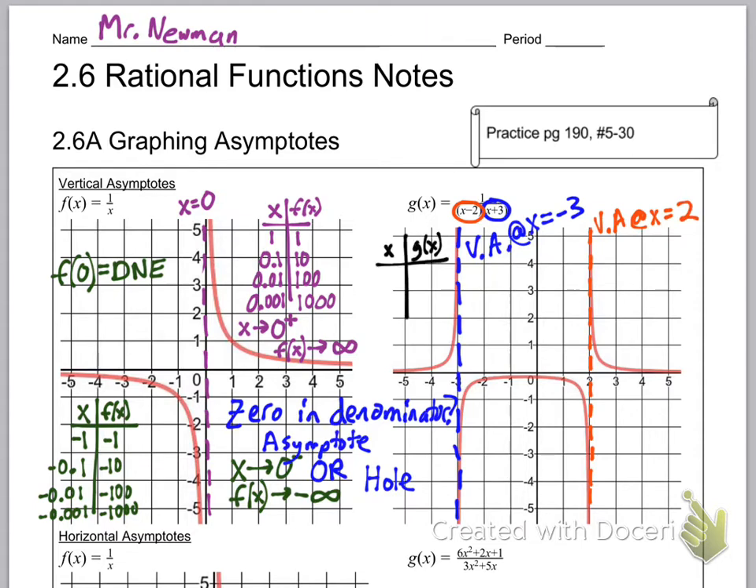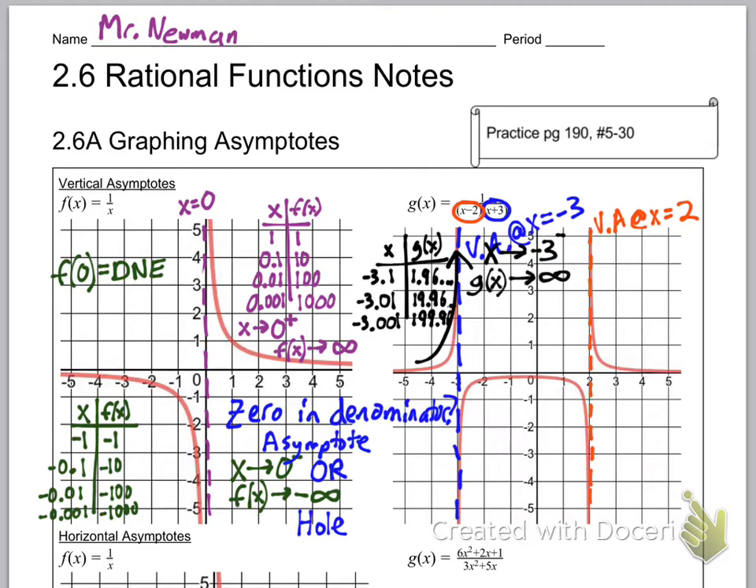Let me go ahead and work this out here for you. If we plug in numbers that get closer and closer to -3 from the left side, that's going to look like this: -3.1, -3.01, -3.001. And if you plug those into the calculator, you get larger and larger numbers. So that's how I know that on the left side of -3, g of x is going to positive infinity.